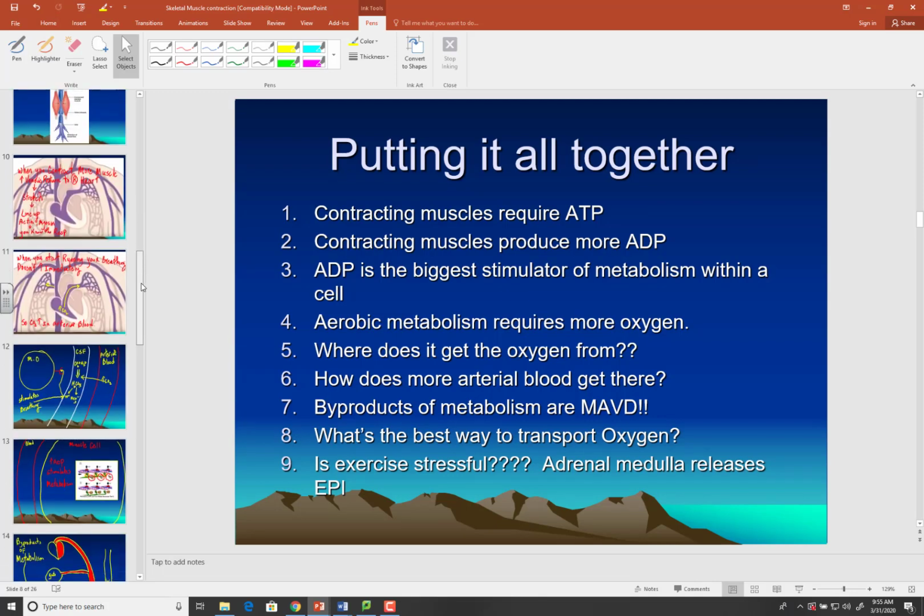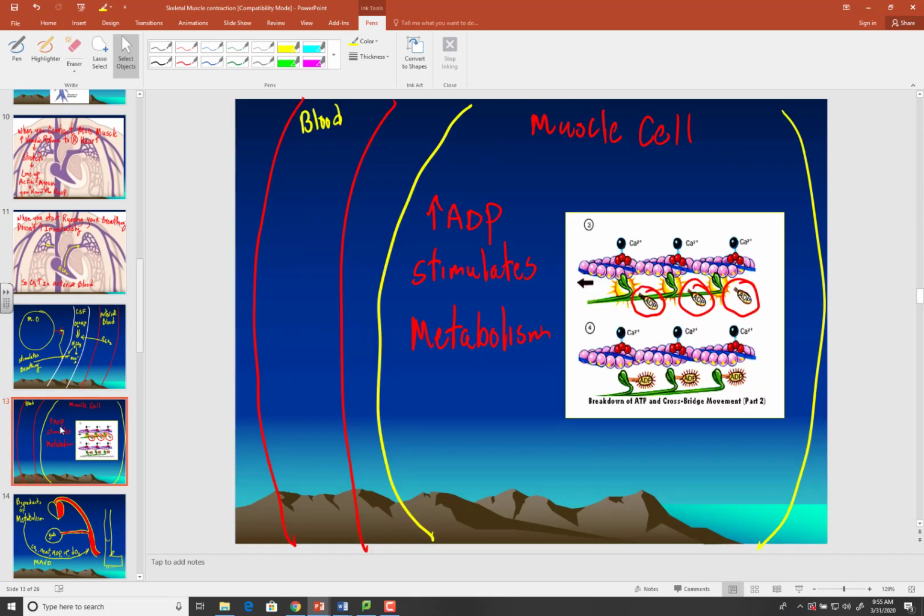Let's start out at the muscle cell. So you're sitting on your fatty ass and you decide to get up and go run. In order to run, you have to contract more muscle. In order to bind the myosin head to the active site on actin, right, you need ATP. When you use ATP, you break it down to ADP plus a phosphate, and then ADP starts building up. What's the most powerful stimulator of the enzymes of metabolism? The buildup of ADP inside the cell.